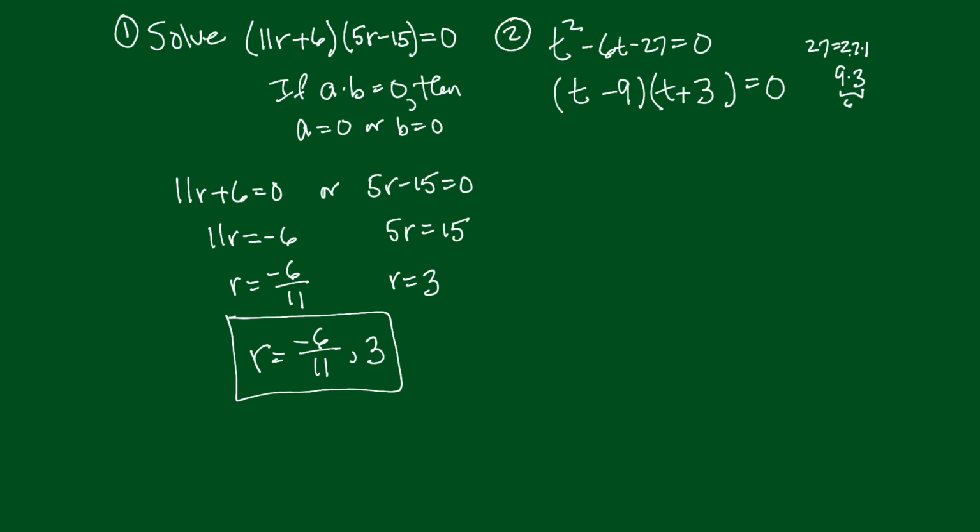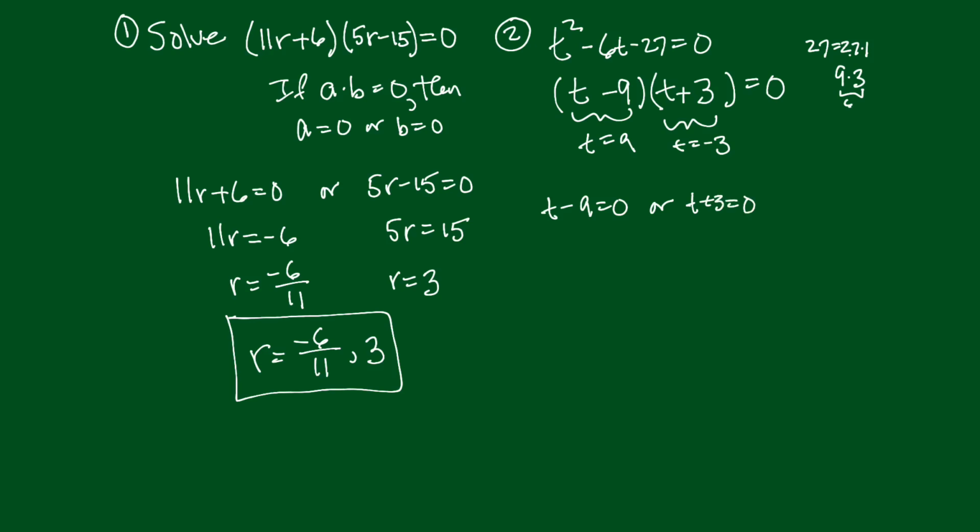Now I can just read off the solution. From this one, I get t equals 9. From this one, I get t equals negative 3. Now if you don't see it, you have the zero factor property where this is one number times another number, so one of them has to be 0. So t minus 9 could be 0, or t plus 3 could be 0.